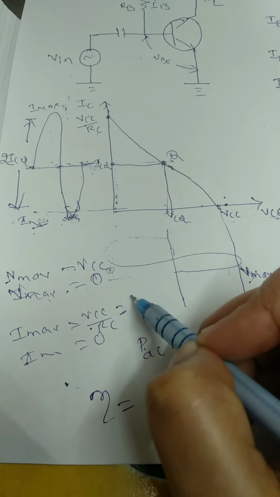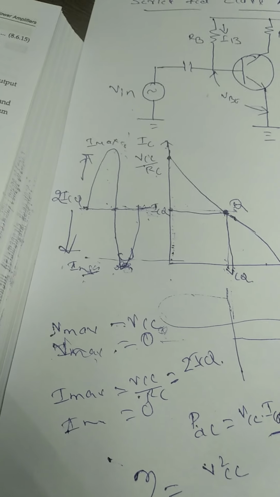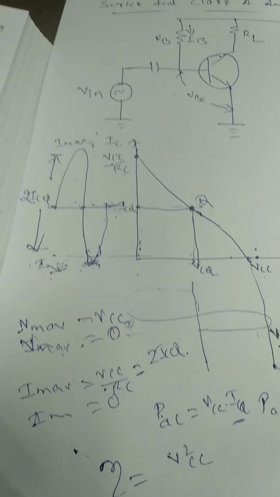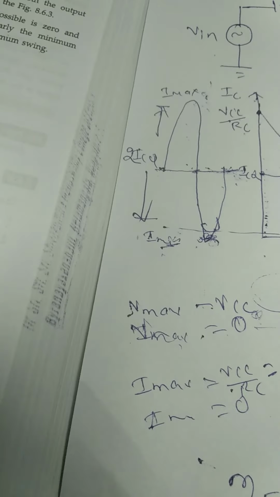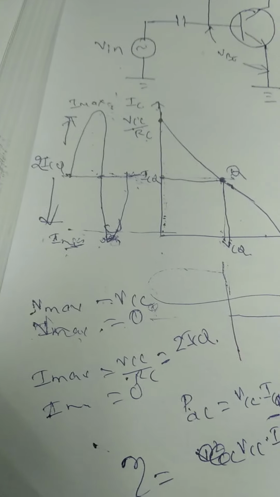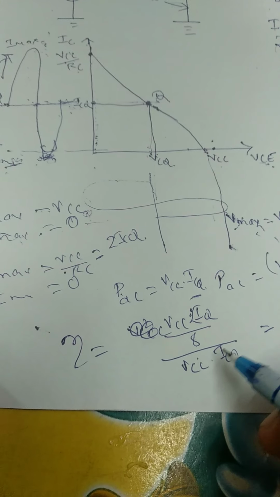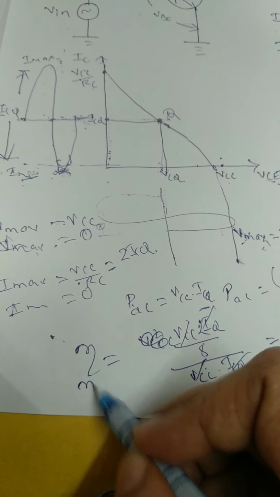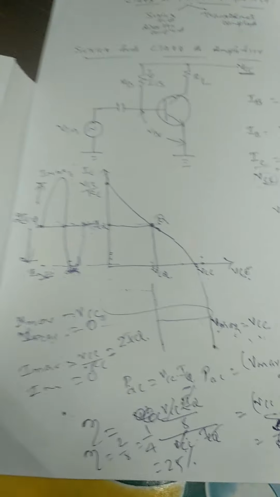Imax is VCC divided by RC. This I can write as 2 ICQ, because I need it in terms of ICQ. Therefore PAC is VCC into 2 ICQ divided by 8, and PDC is VCC into ICQ. So this will cancel, and eta is equal to 2 by 8, which is 1 by 4, that is 25%. So the series FET class A amplifier has an efficiency of 25%.